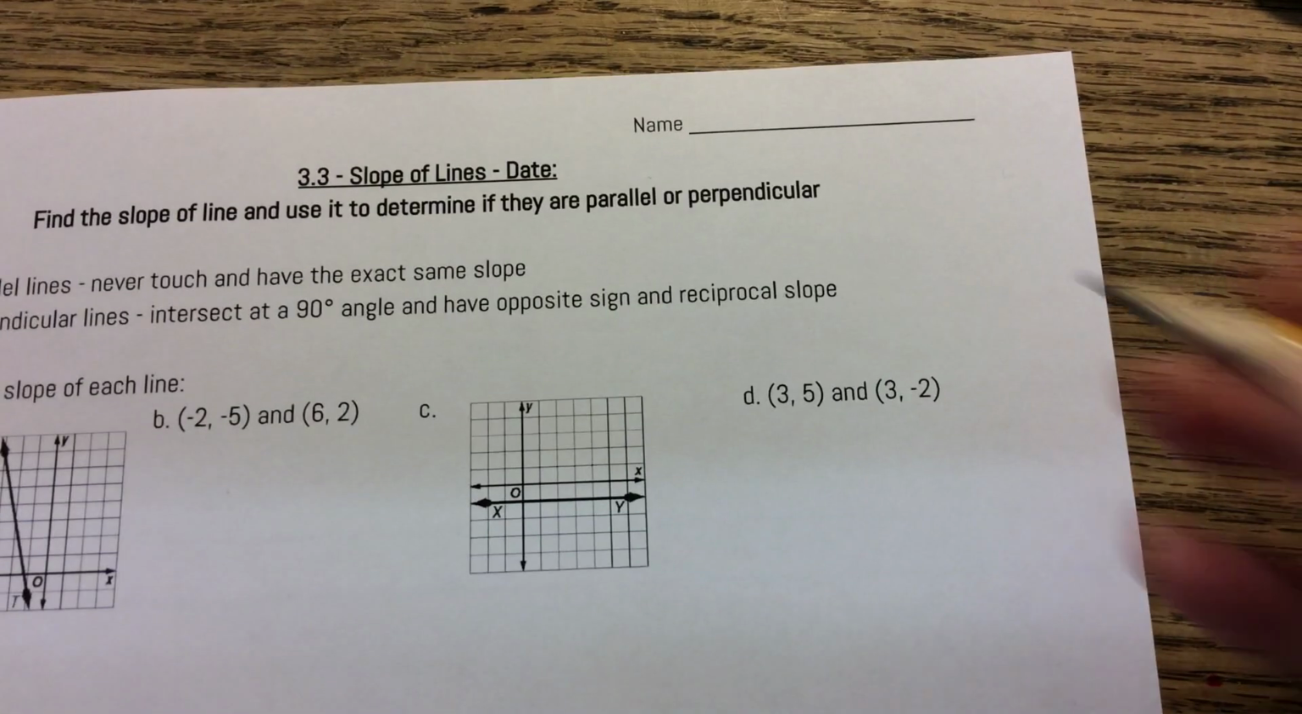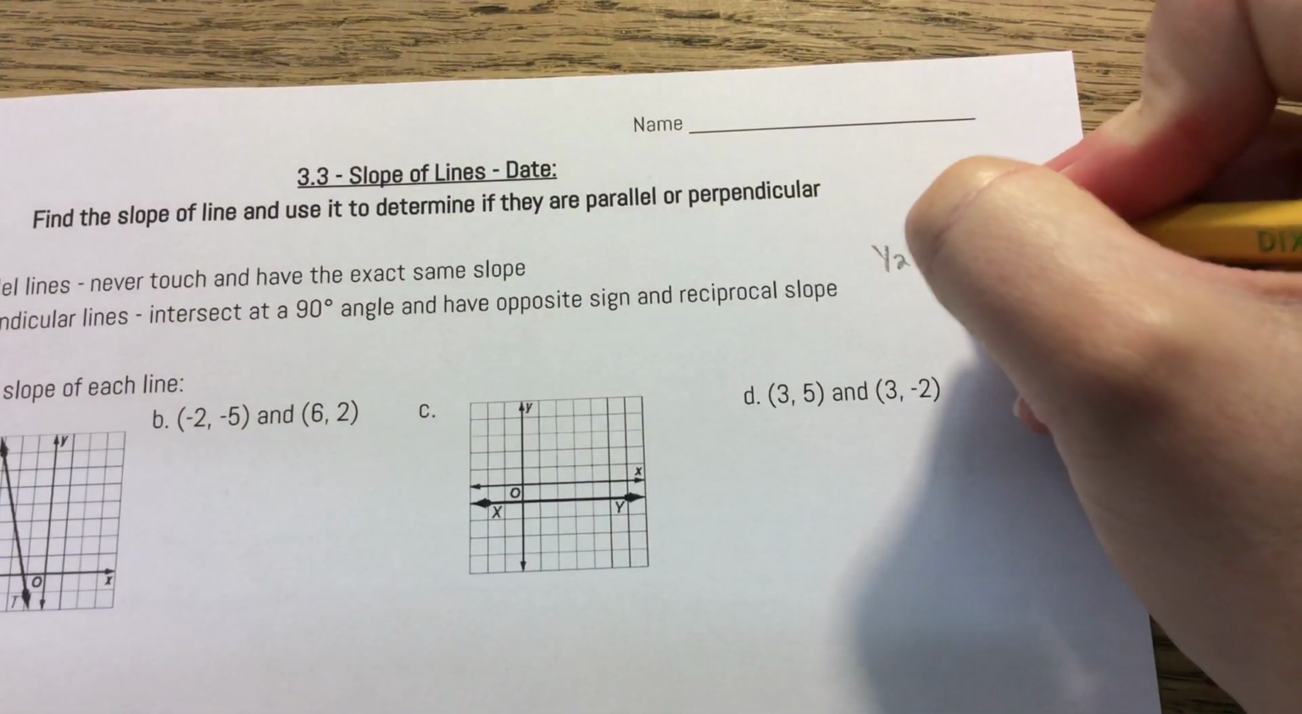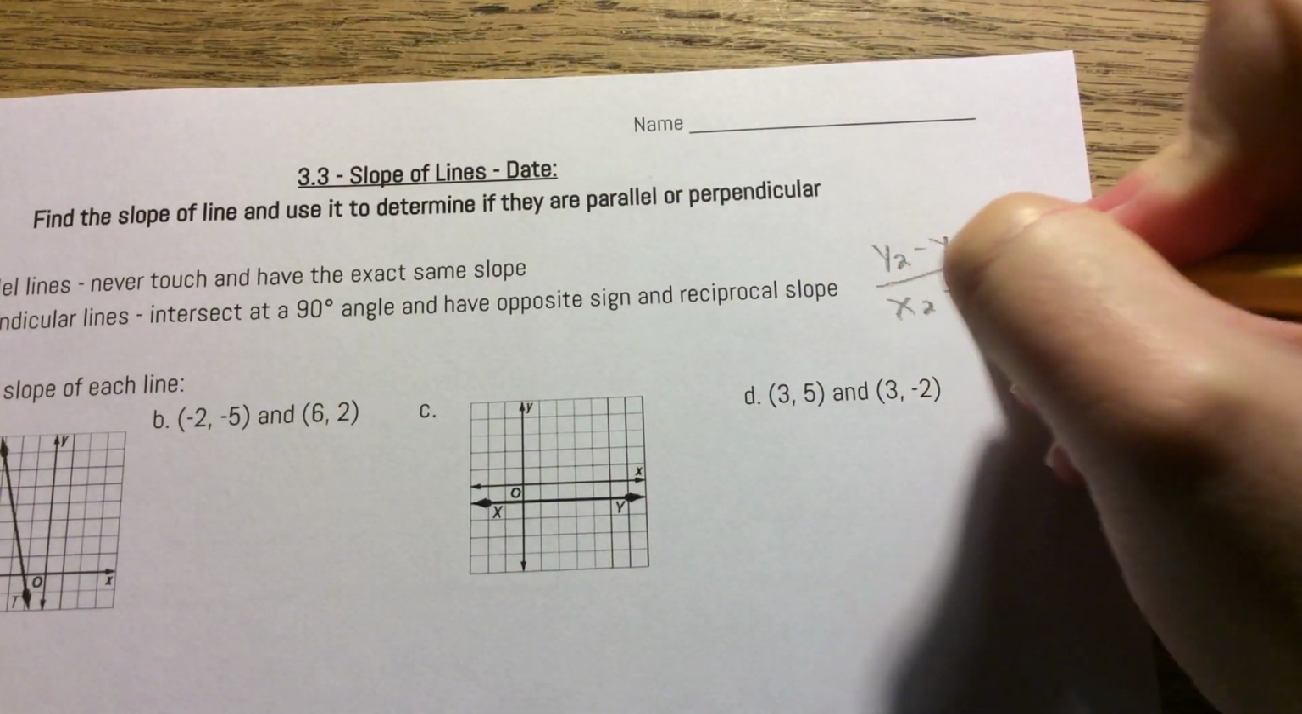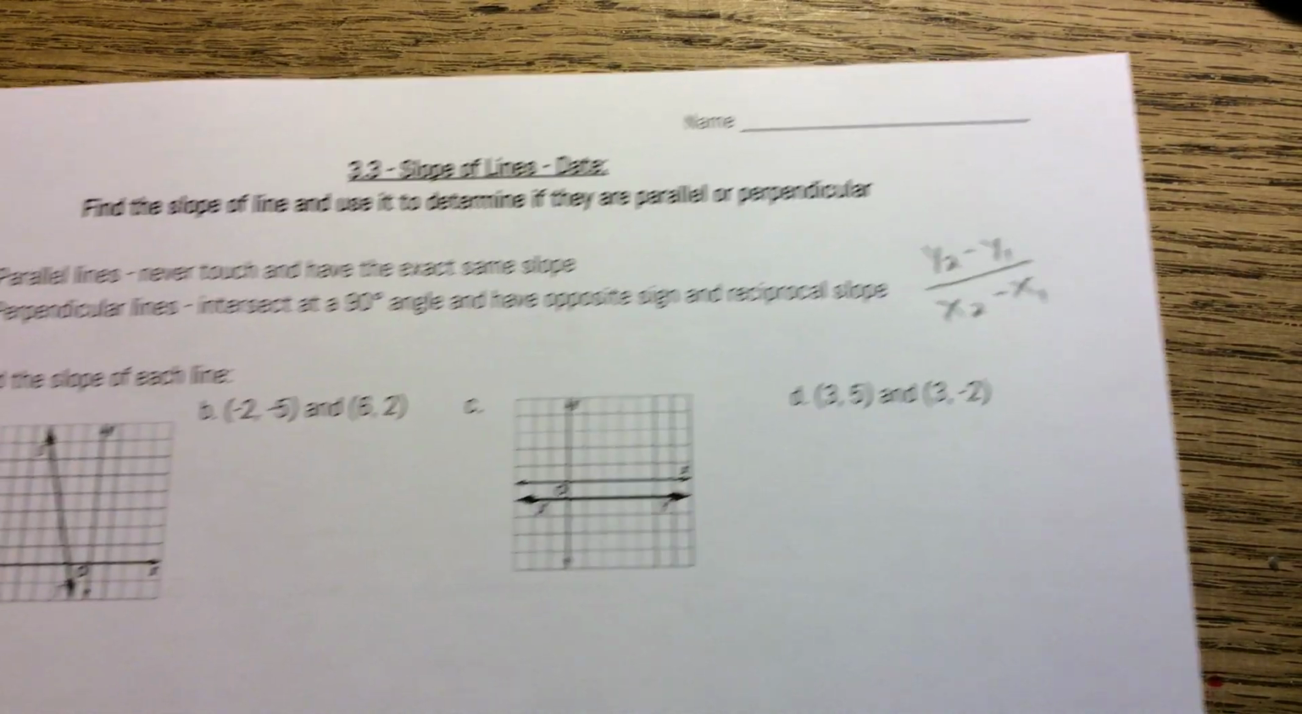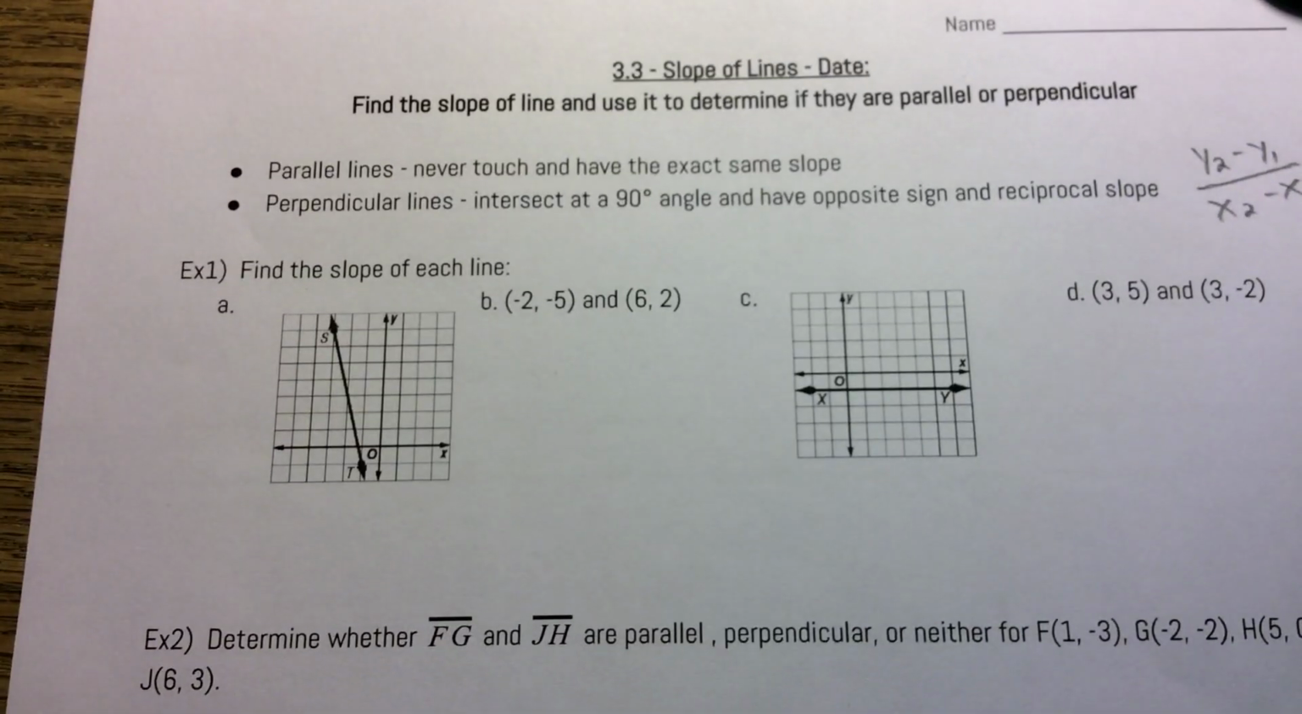And then your slope formula, let's add that on here: y2 minus y1 divided by x2 minus x1. That's what we use for slope. So in our first example, we're just finding the slope of each of them.